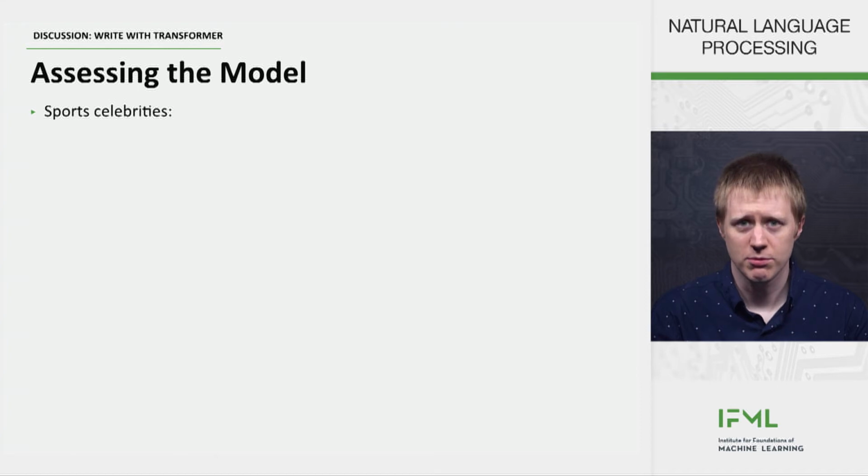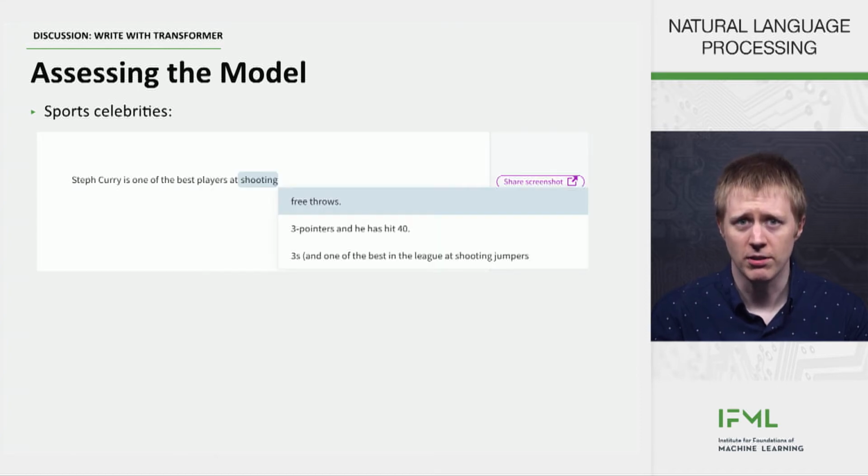And so I tried it with some sports celebrities as well. "Steph Curry is one of the best players at," and then I tab completed "shooting." And then after that, the model said free throws, 3-pointers, and he has hit 40 threes, and one of the best in the league at shooting jumpers. So again, the model clearly has seen some information about Steph Curry before, and it's doing something reasonable here.